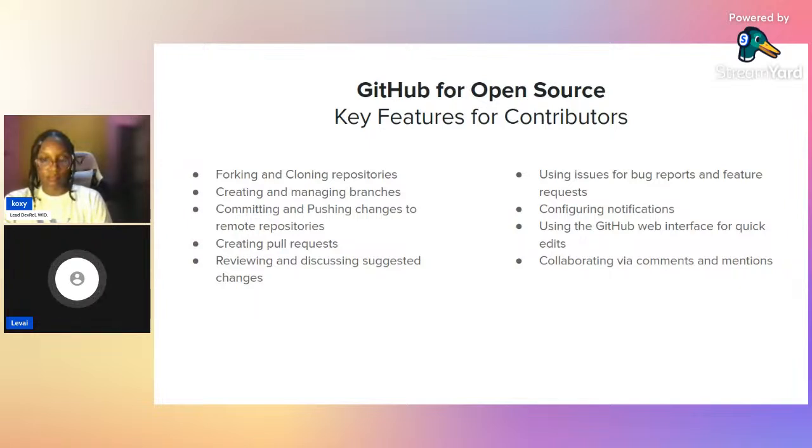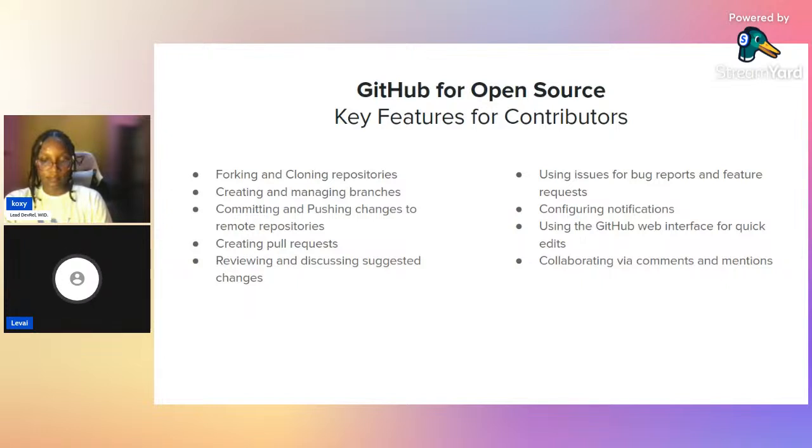Then committing and pushing changes to the remote repository. That's basically after you've made the change on your machine locally, you have to push it to the Git repository on your GitHub. Then creating pull requests. Pull requests are requests for the maintainer of the repo that you want to make changes for. It's basically submitting a request for them to review and implement the change you're suggesting.